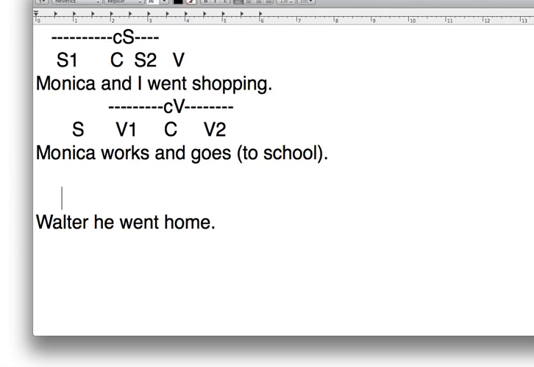You may look at something like this. Walter, he went home. There's a subject, there's a subject, there's a verb. Well, this one doesn't work. Walter, he went home. We know that that's not right. Maybe if it's two people, Walter and he, right? So we've got a connector here. Walter and he went home. Okay, that's a compound subject, right? So that means there's two subjects stuck together with the and.